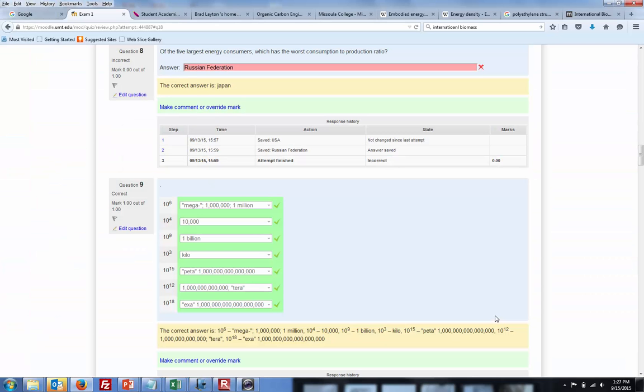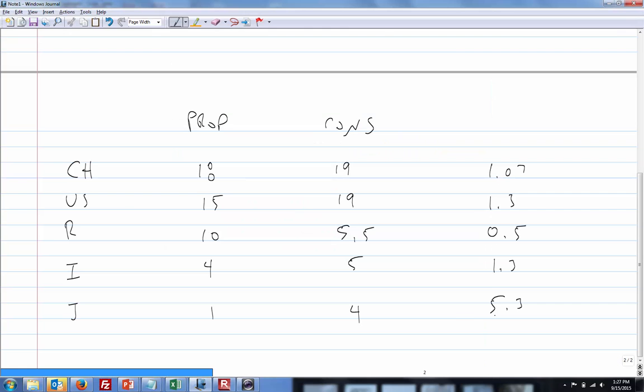So let's go back to that question. The worst consumption to production ratio, and from what we just saw there, even though Japan is actually consuming the least of all five of those countries, its ratio is the worst because it just produces a tiny amount. Does that make sense? So we're just looking at the absolute value versus the relative value, and what this question is asking is what's the relative value between the production and consumption ratios?